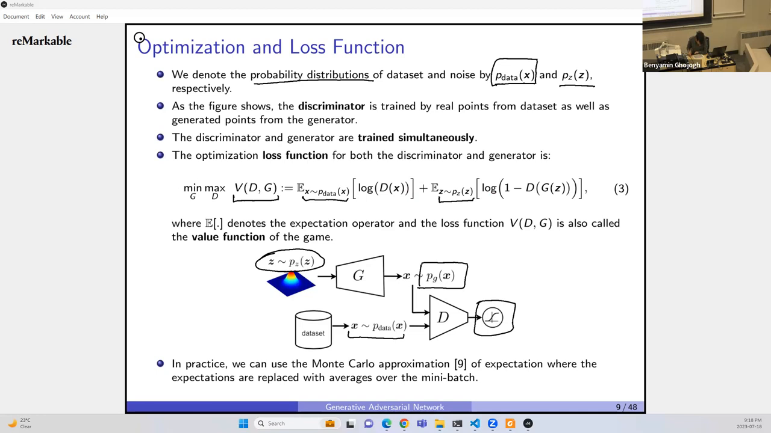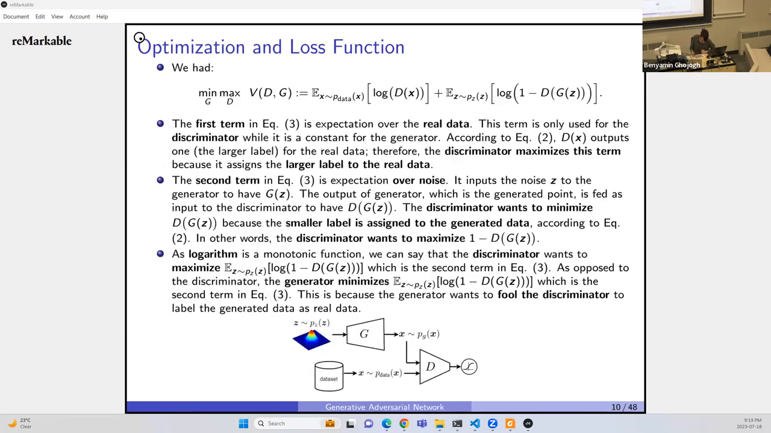The first term, by the way, this loss function is maximized by the discriminator and minimized by the generator, right? So as you see, they are adversarial. Here we are going to analyze this loss function. The first term in this equation is the expectation over the real data, right? This term is only used for the discriminator.